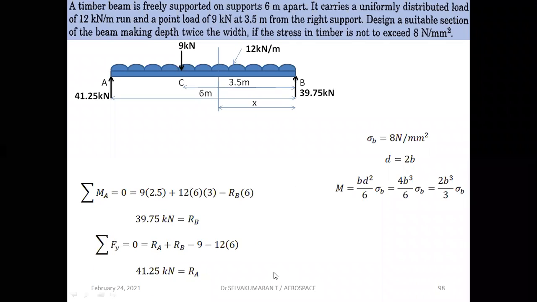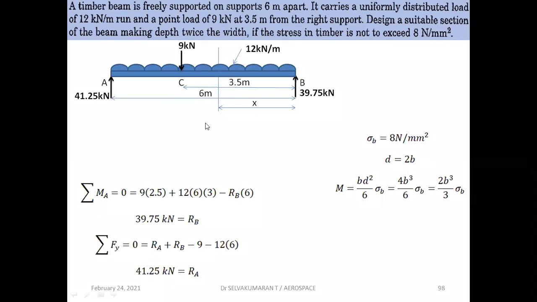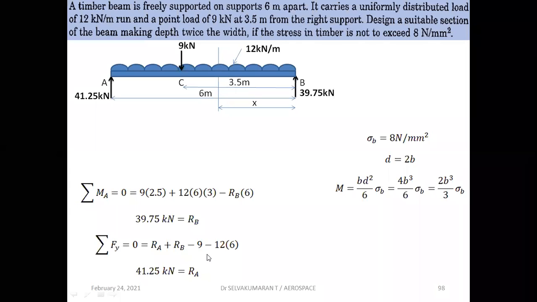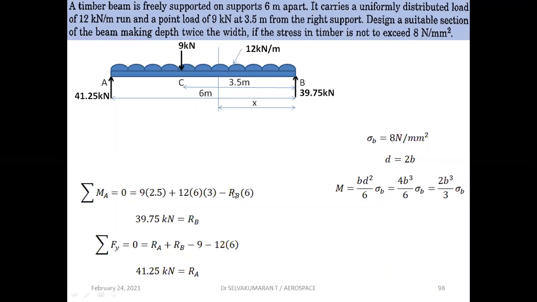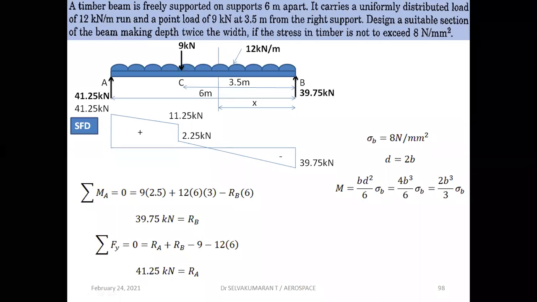Okay, so we know how to take the moments and determine the support reactions. So we have taken the moments: 9 into 2.5 clockwise positive, 12 into 6 into 3 clockwise positive, and RB into 6. So RB is 39.75 kilonewton, and sigma Fy is equal to 0. RA plus RB, upward is positive, downward is negative, minus 9 minus 12 into 6. So RA is coming out to be 41.25 kilonewton.